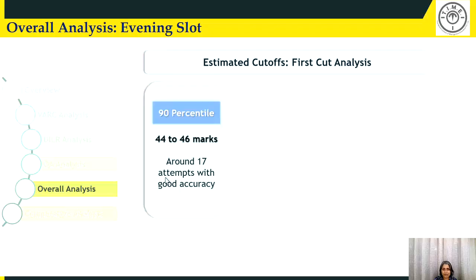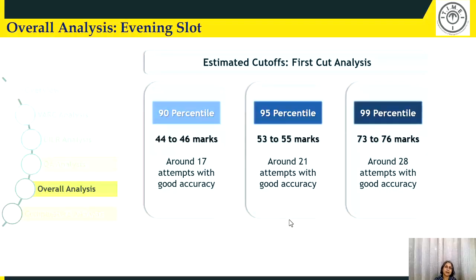Okay, so now if I look at our first cut, remember the CAT has just finished, and we are still in the process of getting feedback from students, and in the coming days we will get more accurate numbers. Of course, it will get more and more fine-tuned in terms of the cutoff, but this is our first cut analysis. Overall across the three sections, if you are aiming for the top B schools, a 90 percentile should be around 44 to 46 marks with around 17 attempts total across the three sections. If you are aiming for the absolutely topmost B schools, a 95 percentile would be about 53 to 55 marks. And the 99 percentile cutoff, according to us at the moment, is around 73 to 76 marks with about 28 odd attempts.